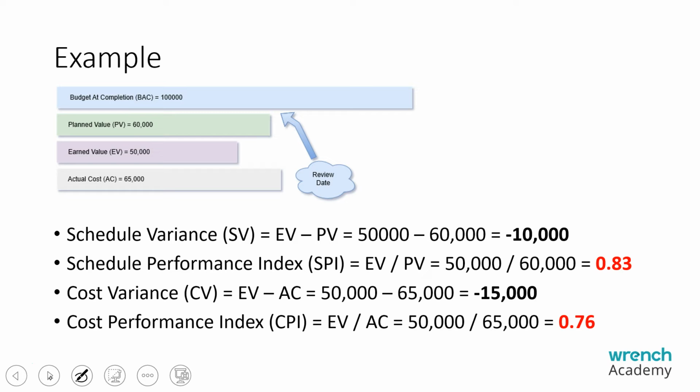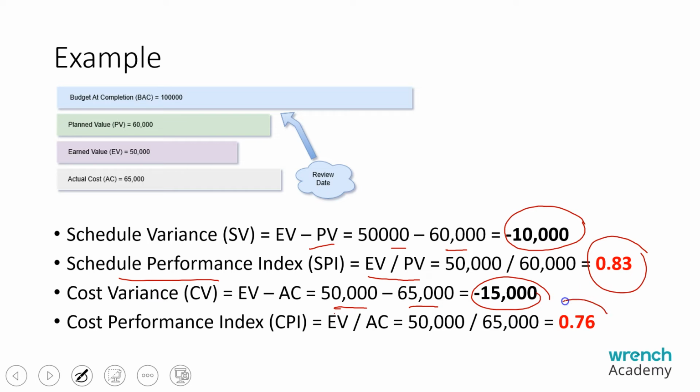So going back to the example, schedule variance is earned value minus planned value. In our case, 50,000 minus 60,000, that is minus 10,000. So schedule variance is minus 10,000, and schedule performance index, earned value by planned value, is 0.83. Cost variance is 50 minus 65, that is minus 15, and cost performance index is earned value divided by actual cost, that is 0.76. Now here we have a problem.